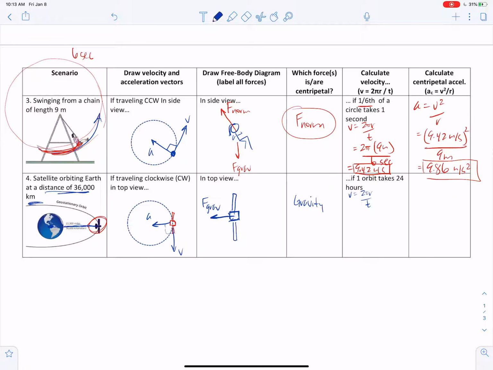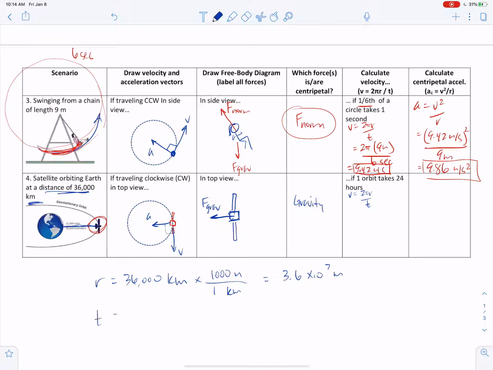I'm going to use some space down here. So this radius is 36,000 kilometers. And we need that to be in meters, right? So we'll do some dimensional analysis. There's 1,000 meters in 1 kilometer. So this is going to be 3.6 times 10 to the 7 meters. And then we're told that the orbit takes 24 hours. So we're going to do some more dimensional analysis to figure out how many seconds it takes to go all the way around in one orbit.